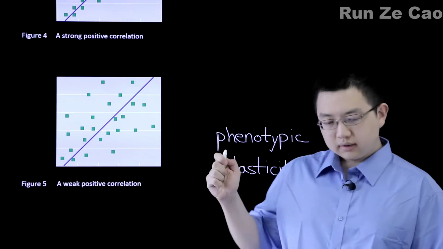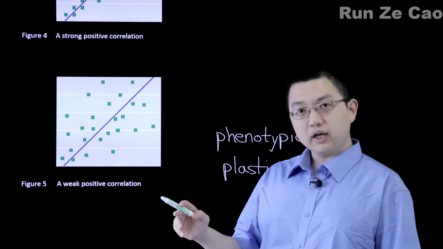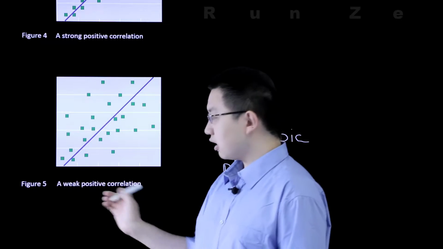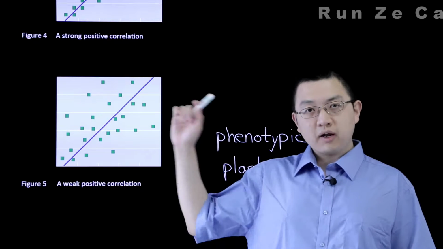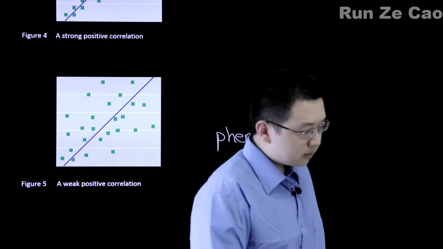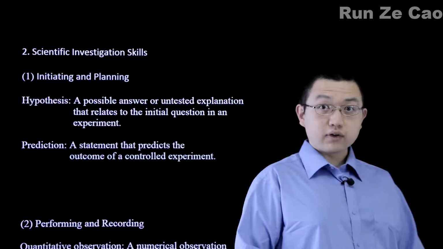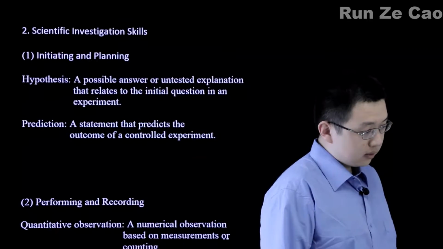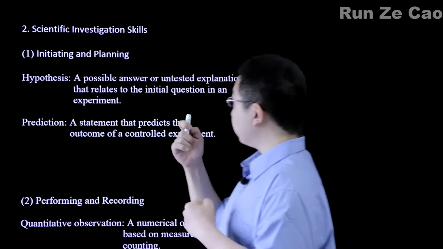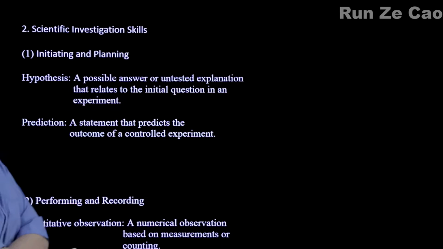Just know that the weak and strong correlations tend to relate to how much exactly does the independent variable dictate the dependent variable versus the effect of, say, other factors. So in biology, that's usually nature versus nurture, so to speak, in relatively layman's terms, i.e. average people. So, scientific investigation skills.